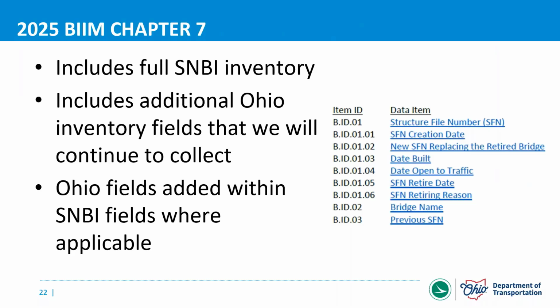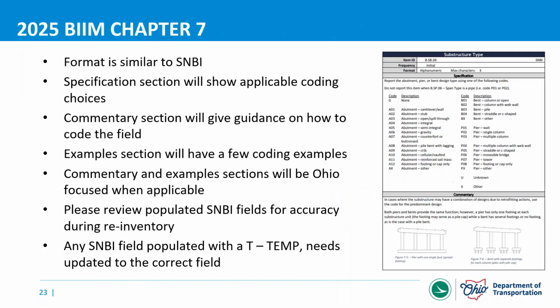And I think that's the best way that we could make a seamless transition into this new SNBI nomenclature with our Ohio fields. So the overall look and feel of the inventory chapter is going to be very similar to SNBI. You can see that on the right, where you have the ID first, your frequency, whether that's an initial inventory coding or every inspection, like 9 through 0 numbers are every inspection. The format, and then the max number of characters.